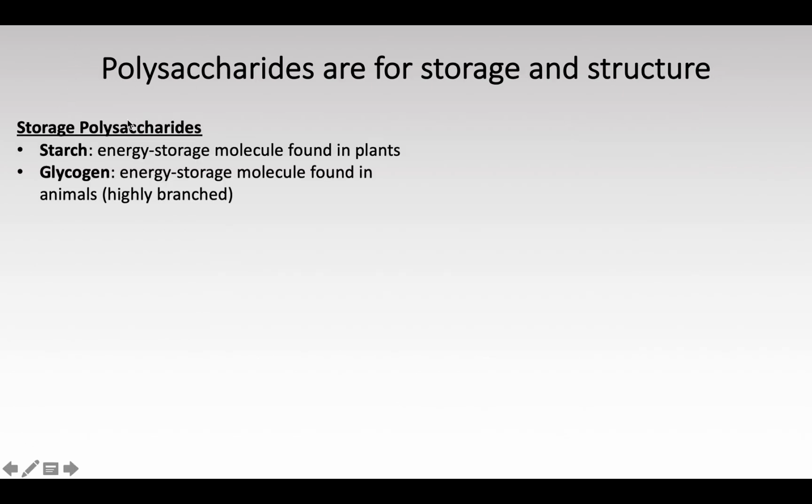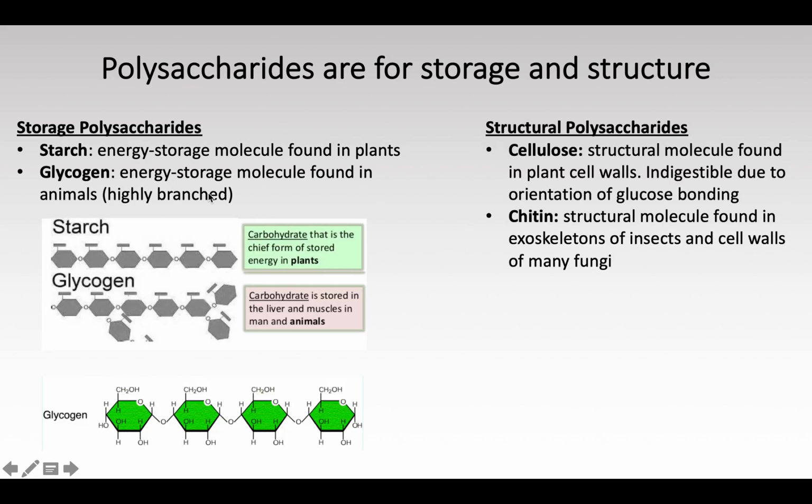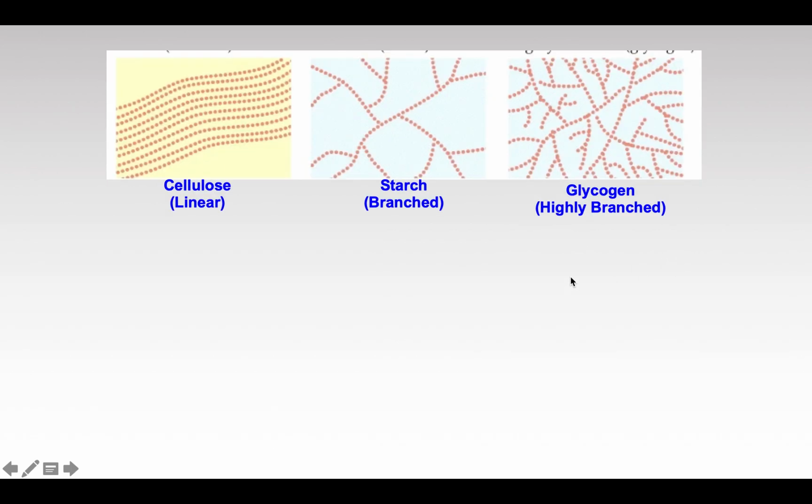Polysaccharides are very important for storage. Starch is for the high energy storage in plants. Remember, glycogen is what we have for animals. We also have structural polysaccharides in the form of cellulose, which we cannot break down, and chitin, found in exoskeletons and in the cell walls of fungi, right?